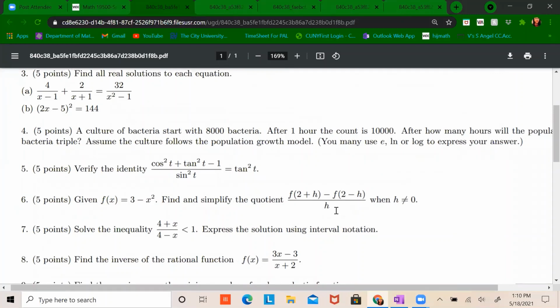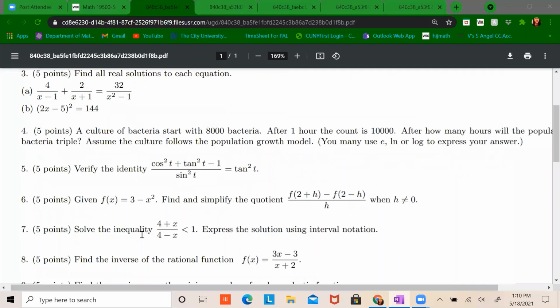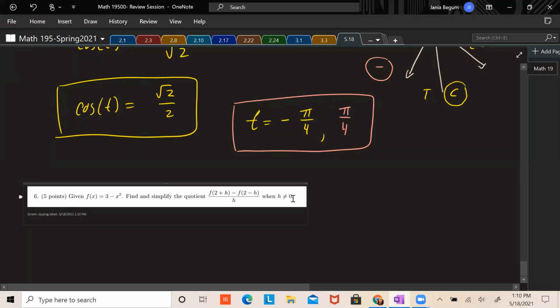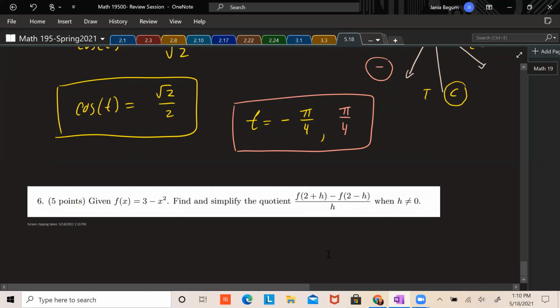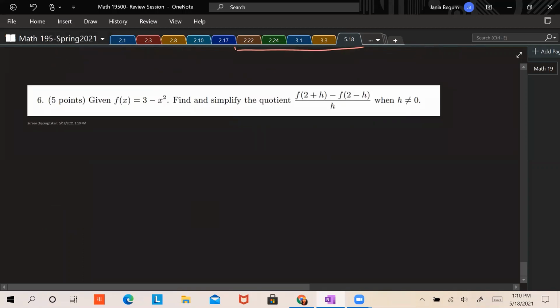So the idea is the same, but we're just using a different formula for this quotient. So let me copy that here too. Okay, so we want to find and simplify the quotient f of 2 plus h minus f of 2 minus h, and divide everything by h. Okay, so we're going to find each piece first. You're going to compute what this is, compute what this is, and then plug it into the formula.